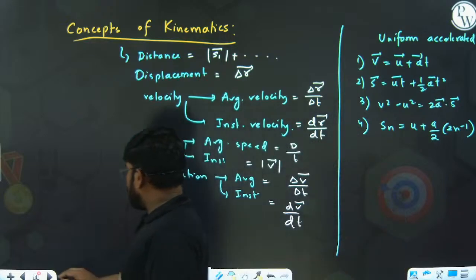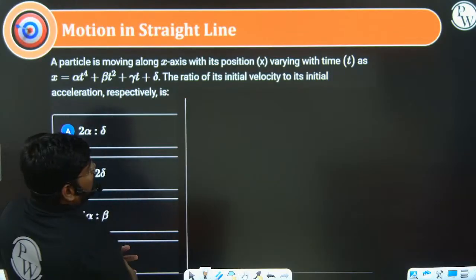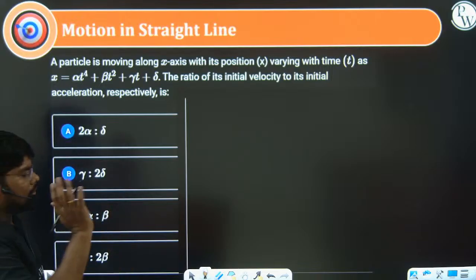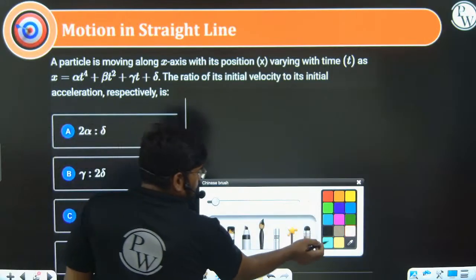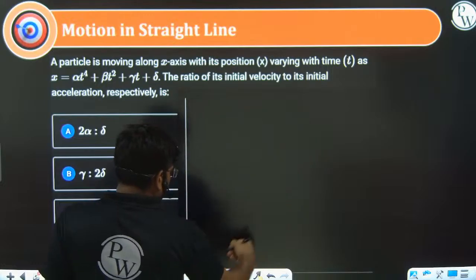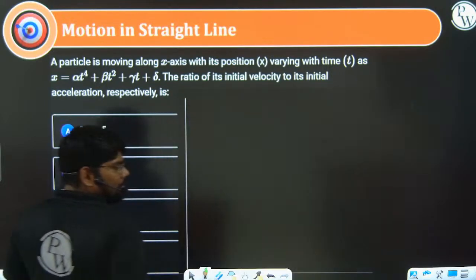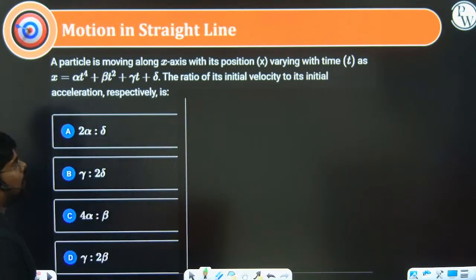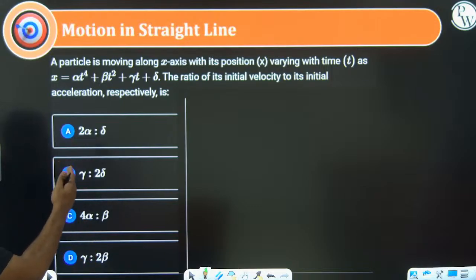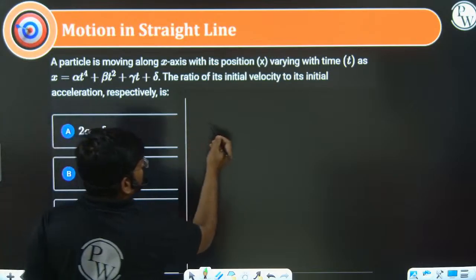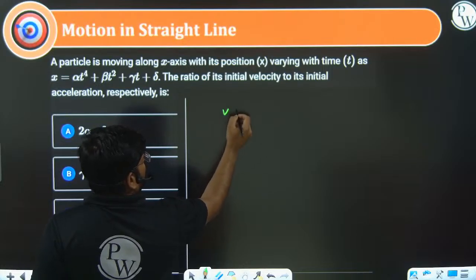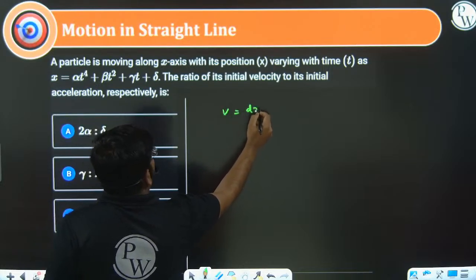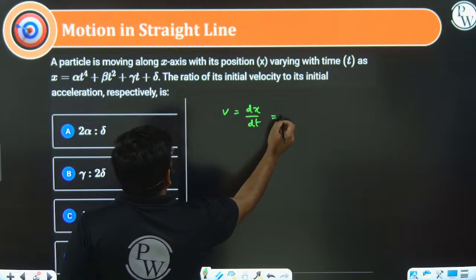Let us continue our discussion with the concepts as well as the questions simultaneously. A particle is moving along the x-axis where the position is given, and they are asking to find the initial velocity and initial acceleration. How to find? Just as we have seen, to find velocity we have to differentiate.